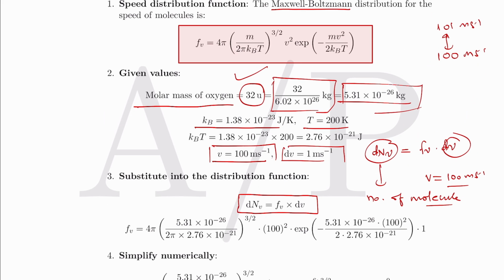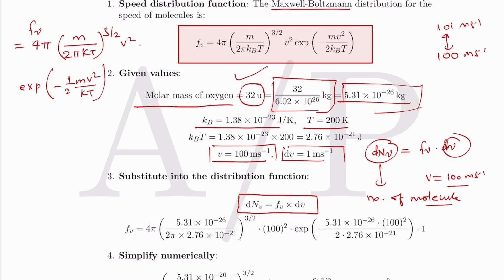You should repeat with me that the distribution function f as a function of v is 4 pi multiplied by m divided by 2 pi kT whole power 3 by 2, v square, then there comes the exponential term, minus half m v square divided by kT. This is what you need to remember, and you also need to remember how this works.